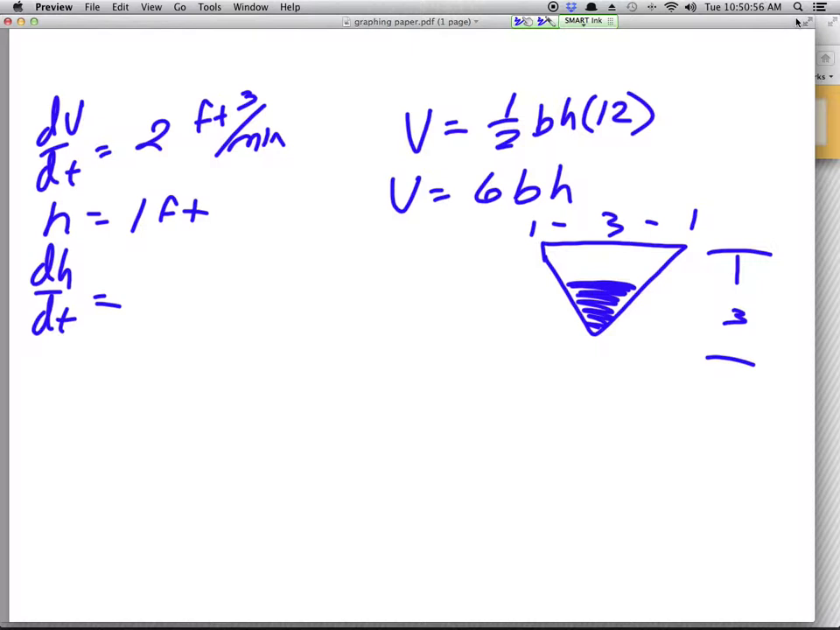The height is 1 foot, so the base is 1 foot. No, I don't want to do that. I want to replace the two. So that means I can take the base out and put what in its place? h, because the base and the height are always going to be equal. So that means my volume formula is just 6h squared.